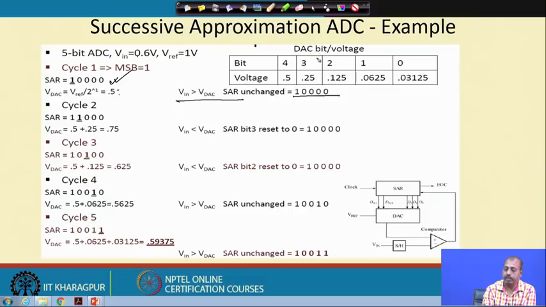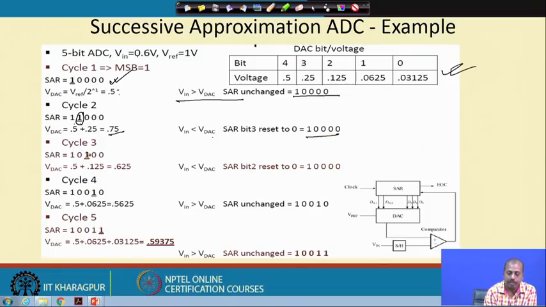For the DAC, for every bit, in this table we have listed the corresponding voltage value. In cycle 2, when these two bits are set, 0.5 plus 0.25, that will be the VDAC output, so that is 0.75. So, 0.75 is more than 0.6 volt. In this case Vin is less than VDAC, as a result this bit will be reset. So, the SAR content becomes like this.